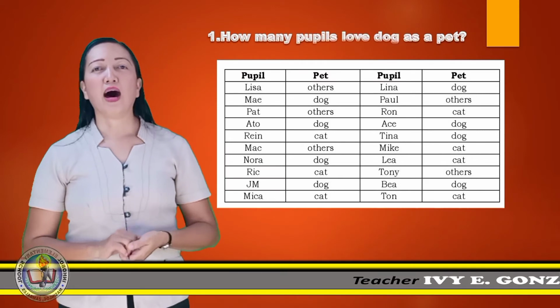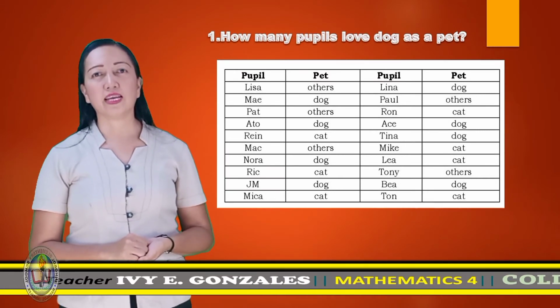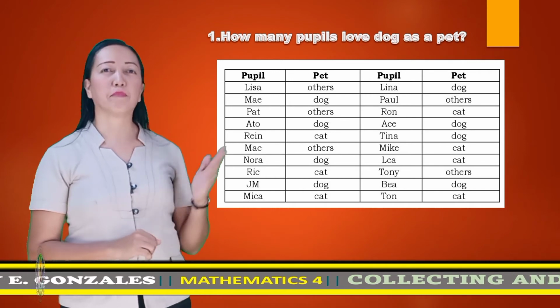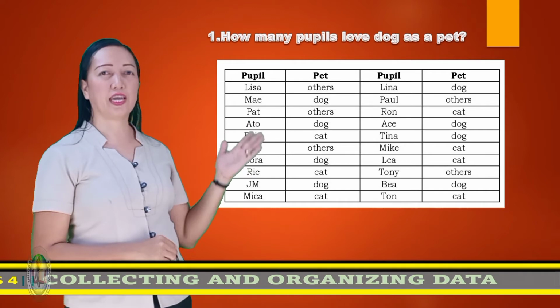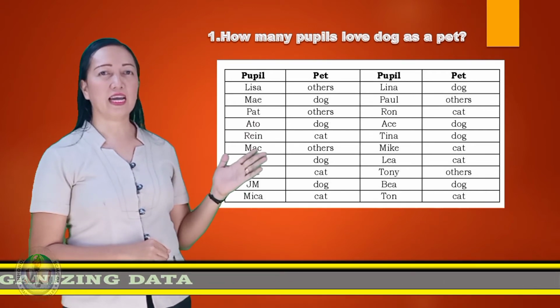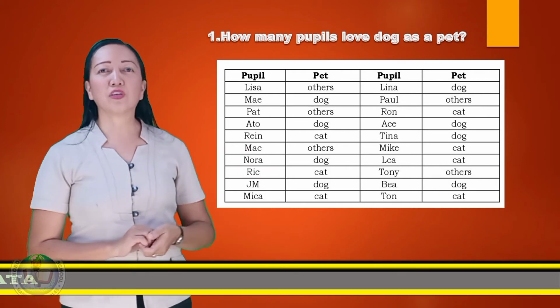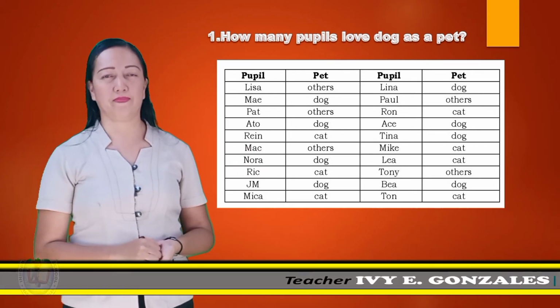Number 1. How many pupils love dog as a pet? Let us count. May, Ato, Nora, JM, Lina, Ace, Ina, and Bea. Good job! There are 8 pupils who love dog.